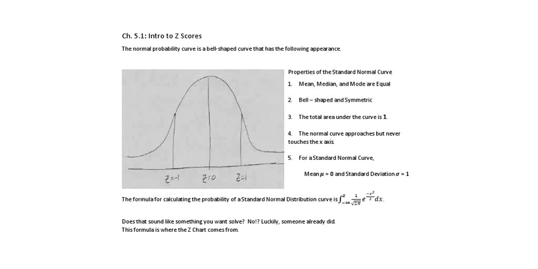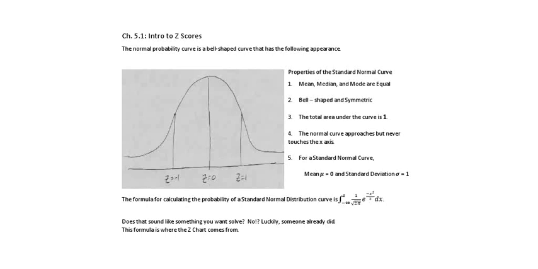Well, the Z-scores come from a normal probability curve that's shown below. And if you notice, it has the following properties. Mean, median, mode are the same. It's bell-shaped. The total area under the curve is 1. The normal curve approaches but never touches the x-axis.